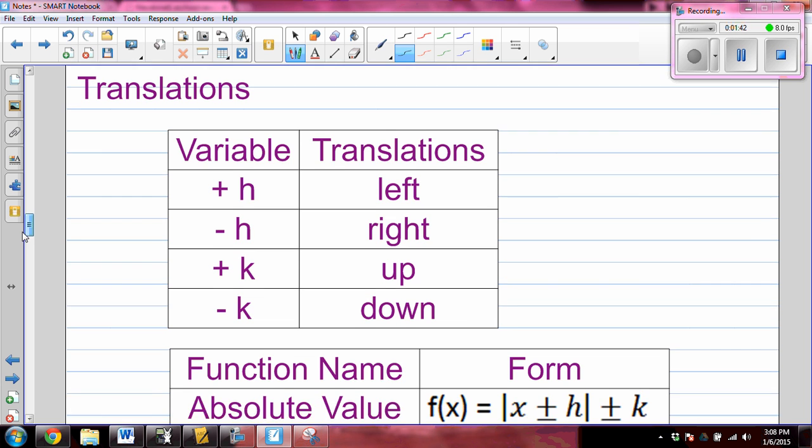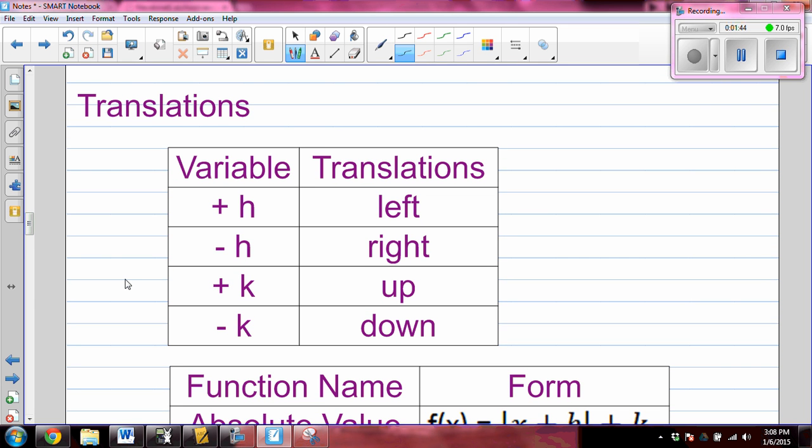Logarithmic, quadratic, rational, reciprocal, and square roots. When we translate the parent function, that means we move them around. If the h is positive, you move it left. If the h is negative, you move it right. That might be a little confusing because it's a little bit backwards, but it is something you need to remember.